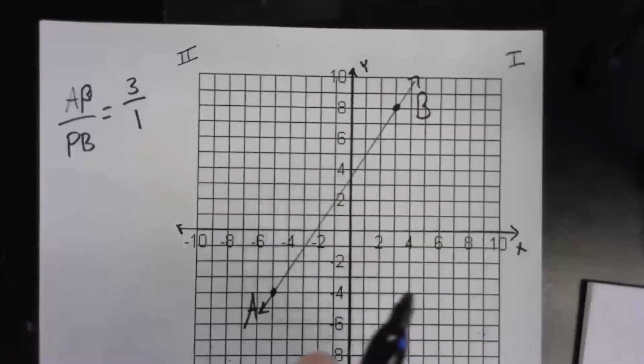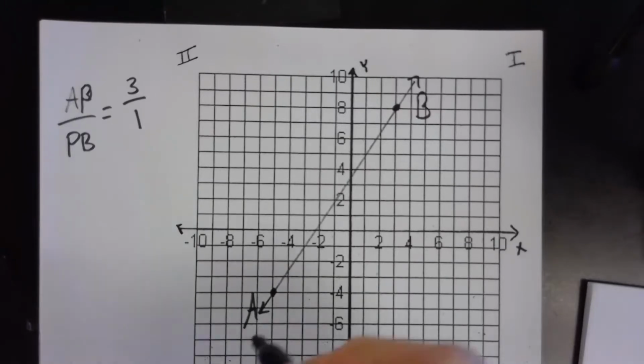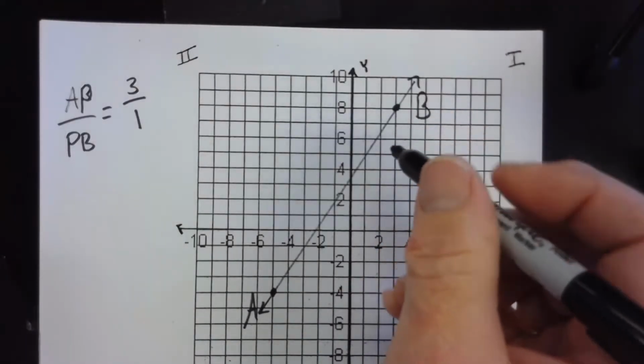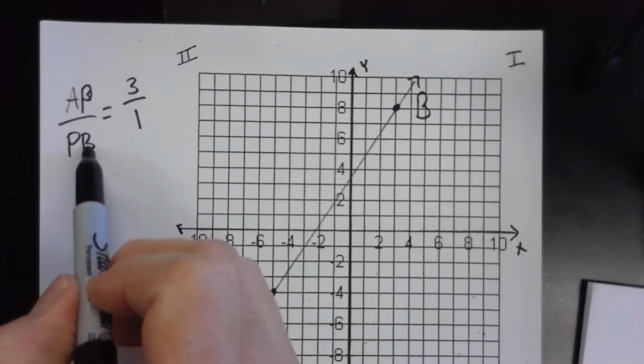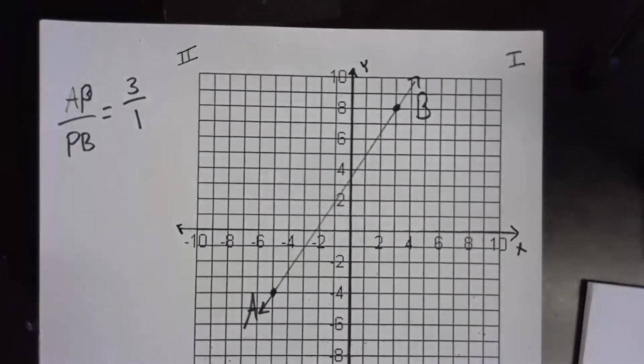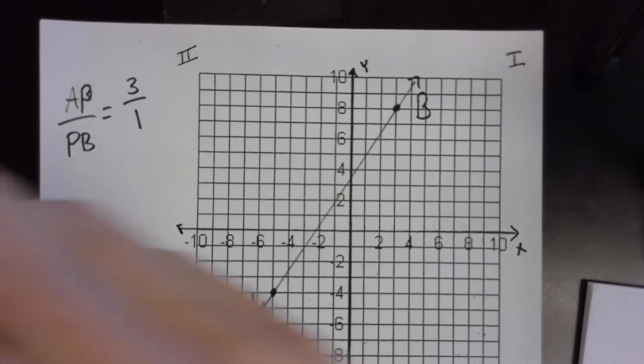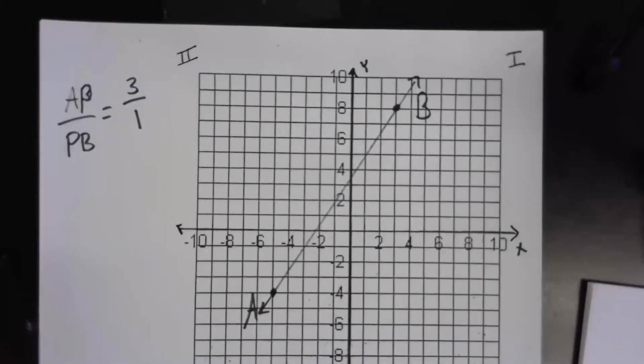So I want to place point P along the directed segment AB so that the ratio of AP to PB is 3 to 1. Okay. Now, how many equal parts do I need to divide my segment into? Okay, you guys now understand this a little better, don't you? I need to divide it into 4 equal parts, and then I want to go 3 of those along and put point P, and then 1 more would be B. And we can do that, because I cheated when I drew this. Did you see me counting?